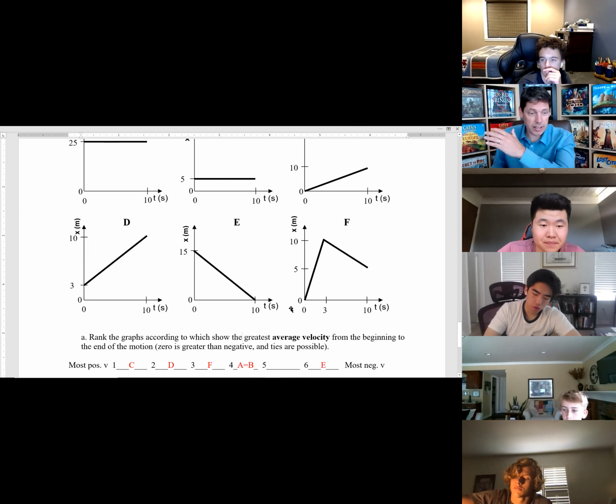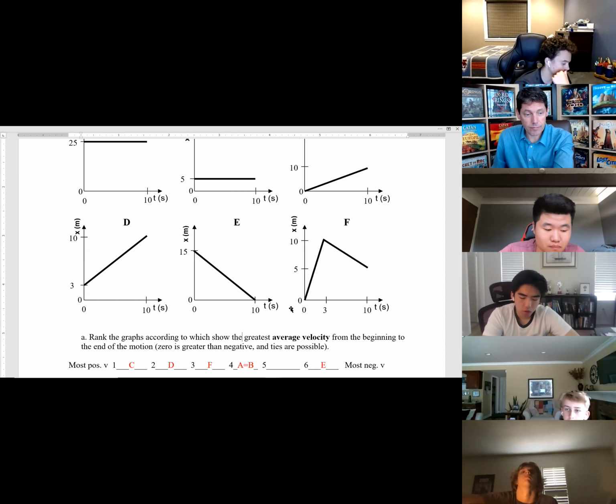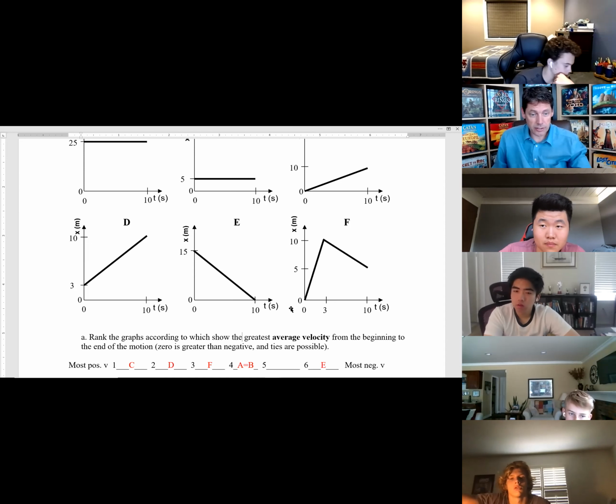So if I was not talking about velocity, if I was just talking about magnitude, which one is actually moving with the largest magnitude? I heard one vote for F. Do we agree? Are there any other thoughts?